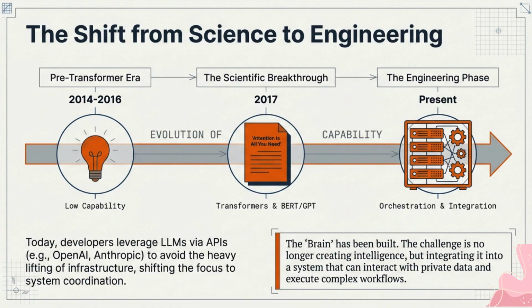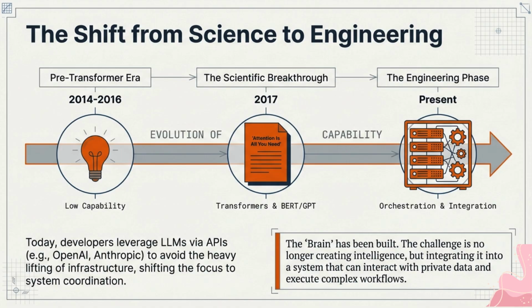All right, look at this timeline. Three phases. 2014 to 2016, basically nothing worked. We had ideas, but the technology wasn't there yet. 2017, Google publishes Attention is All You Need. This is the transformer paper. This gave us BERT, GPT, all the models we use today. First time, we had a brain that could actually understand language, context, intent, nuance, not just keyword matching.